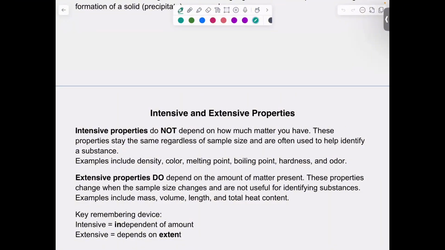Melting point and boiling point here, I'm going to circle these real quick. These two are sort of trick questions. I think students tend to forget that's not an extensive property. It's intensive. It does not matter how much you have. A certain substance will melt or boil at a particular temperature, no matter how much you have.